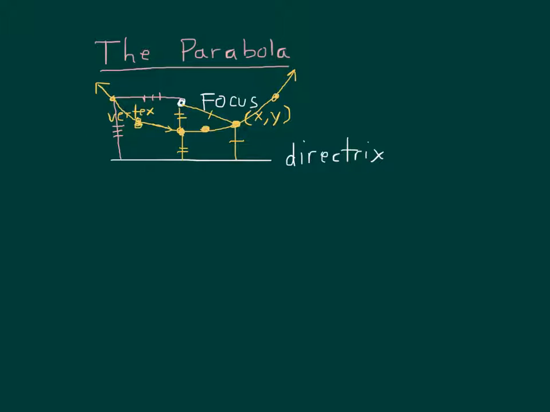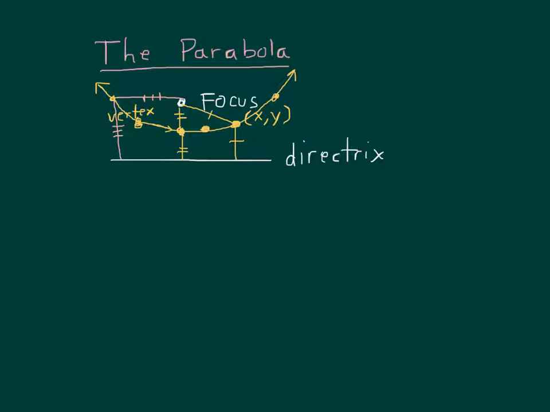So again, the distance from the point to the line, which we call the directrix, is equal to the distance from the point to the focus. So this is what our general parabola would look like.